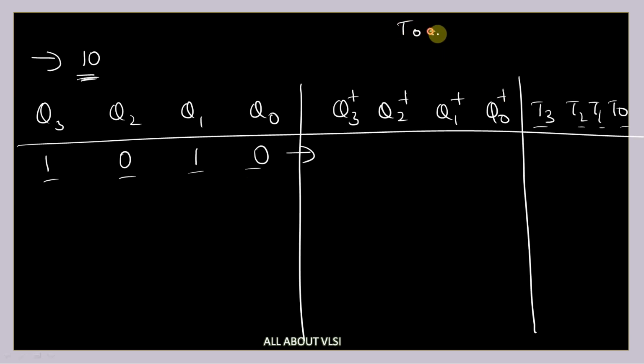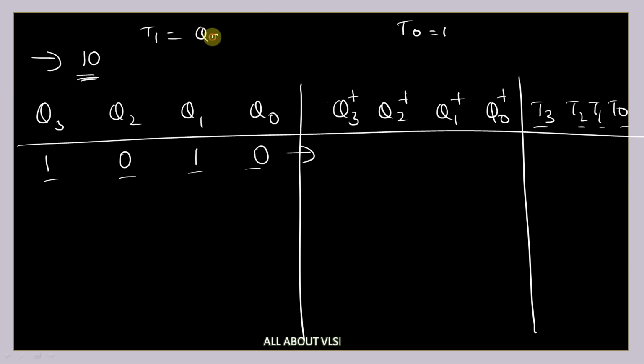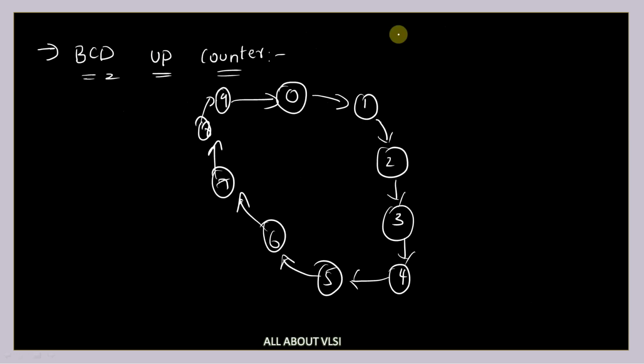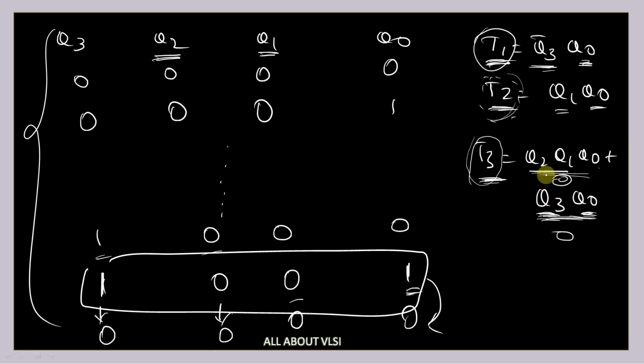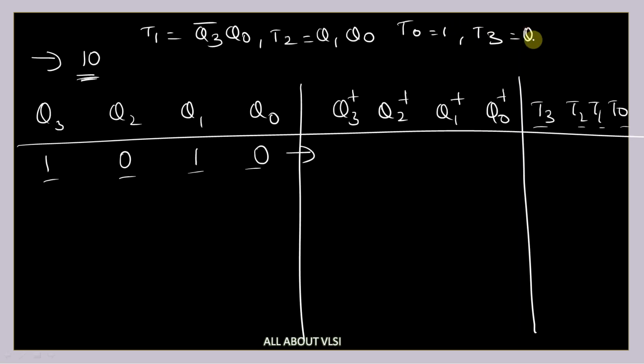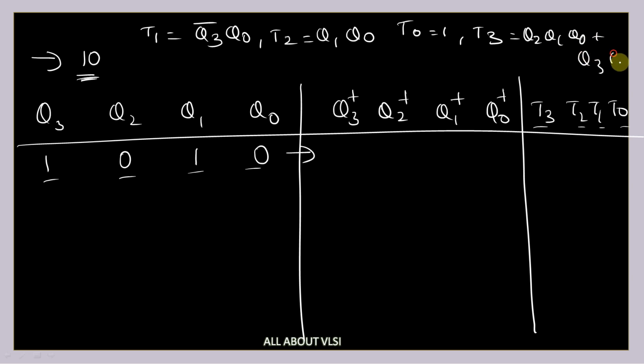T0 is equal to 1, we already know. T1 is equal to Q3 bar into Q0. This is the characteristic equation I am writing down. T2 is equal to Q1 into Q0, and T3 is equal to Q2 Q1 Q0 plus Q3 Q0. These are the equations which I derived in our previous session.